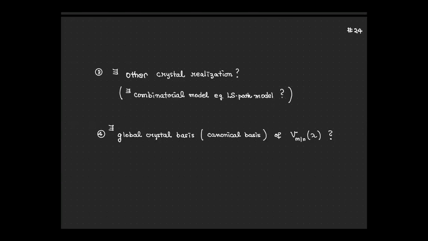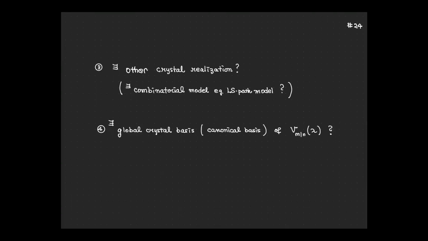For example, the Lakshmibai-Seshadri path model. So it is natural to ask whether there is another combinatorial model for the crystal of GLMN. But so far, I don't know whether there are other known results on this problem. And the more interesting problem is whether there is a global crystal basis or a canonical basis for the irreducible polynomial representations.